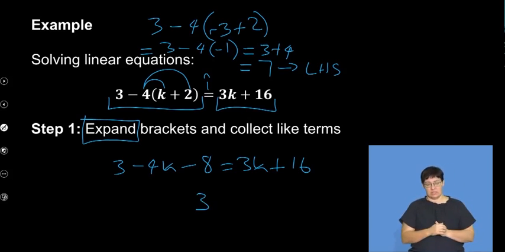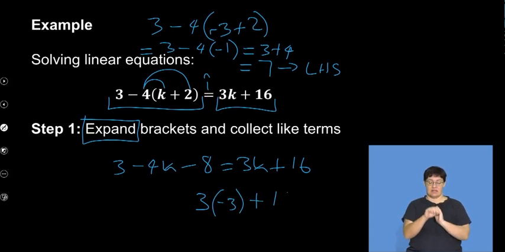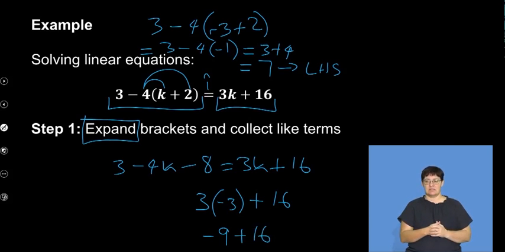So this will be 3 into negative 3 plus 16. And then 3 multiplied by minus 3 will be minus 9 plus the 16 there. And if I work this out, then definitely I will get my answer as 7. So you can see that the left-hand side is equal to the right-hand side.